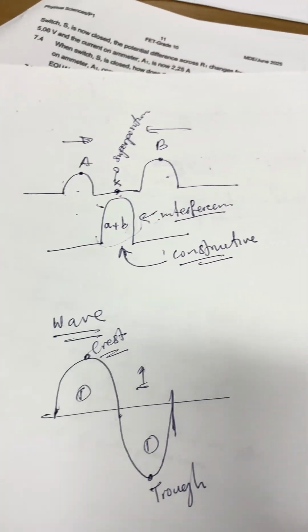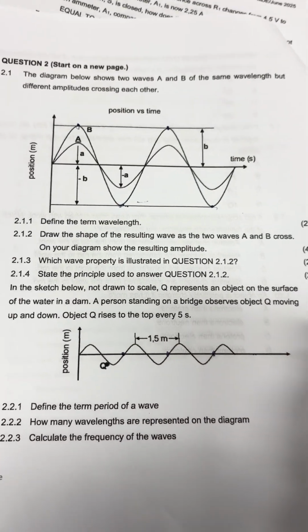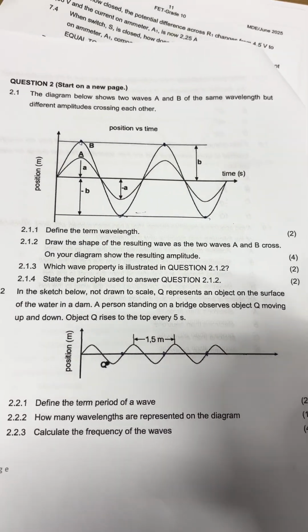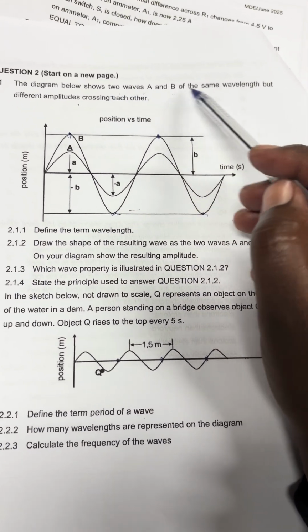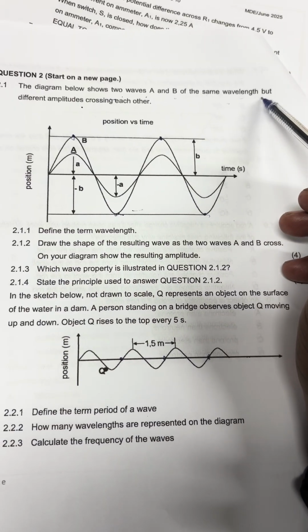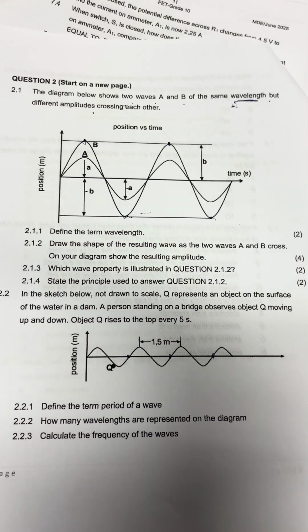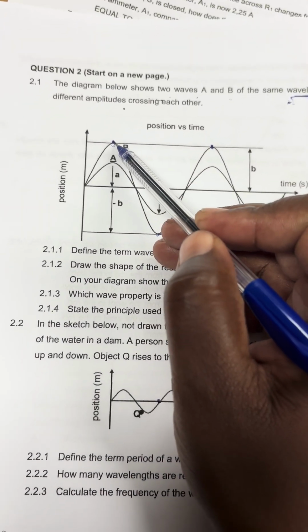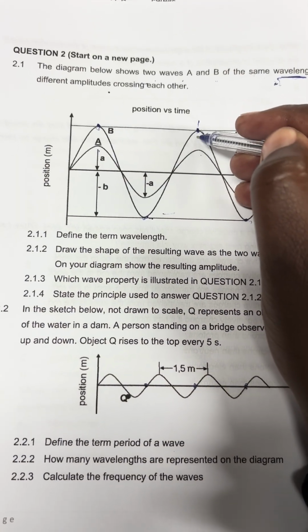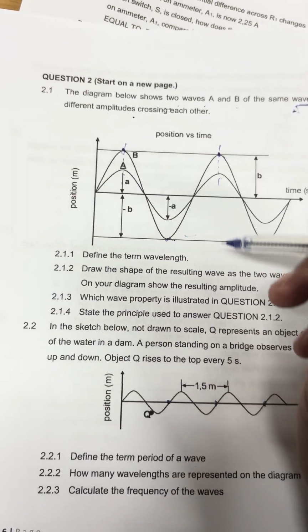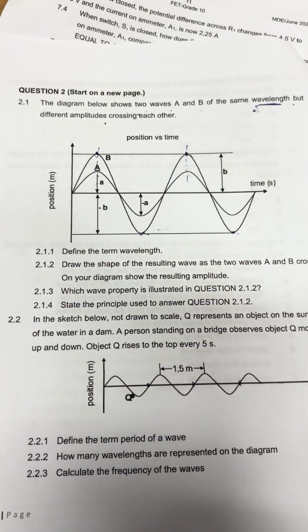Let's quickly go through a question paper. It's something that you wrote in March. I decided, let me go back there. If you look at this question paper, they are telling us the diagram below shows two waves, A and B, of the same wavelength. That means the distance between the 2 points that are in phase is exactly the same. If you look at here and here, there and there, they are exactly at the same position. So hence they are saying that their wavelength is the same, but they differ in terms of their amplitude.